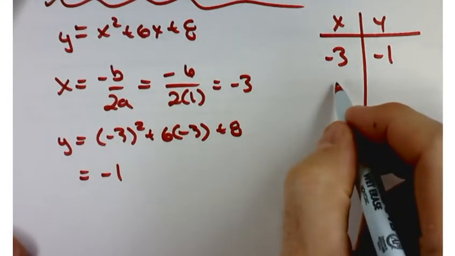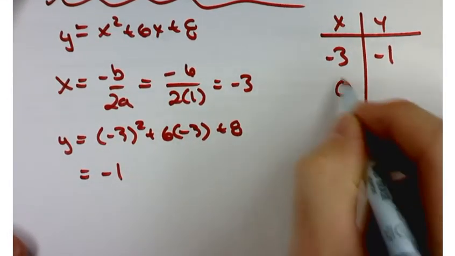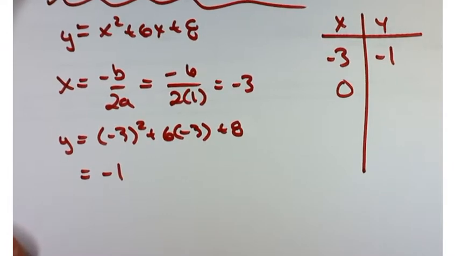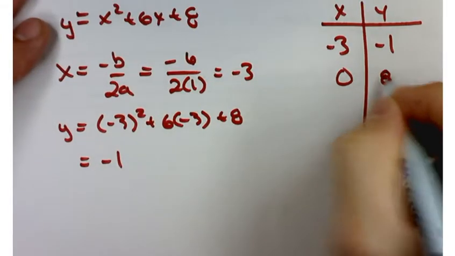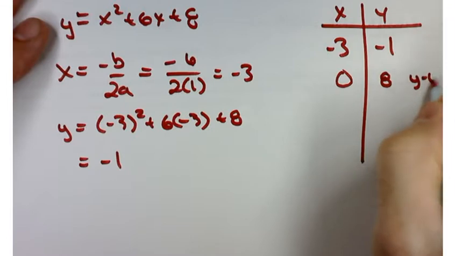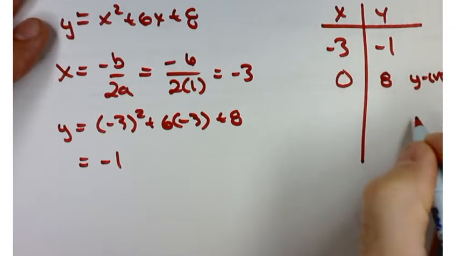So an easy point to get would be when x is 0. If x is 0, can you read off that point? What would the y-coordinate be if x is 0? 8, right? 0 squared plus 6 times 0 plus 8, so 0 and 8. So that's the y-intercept. But I can also find the x-intercepts.